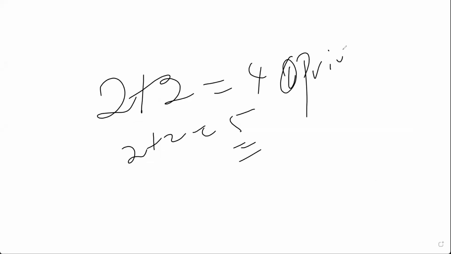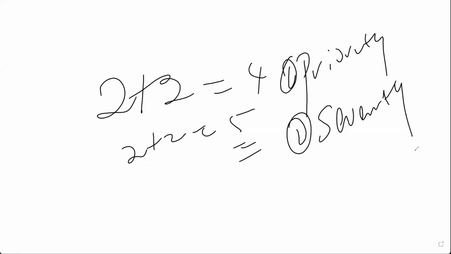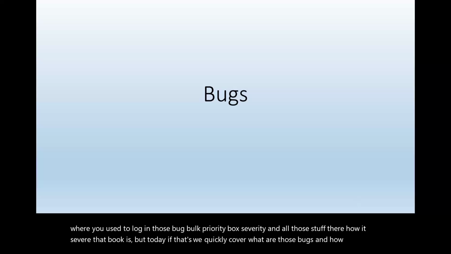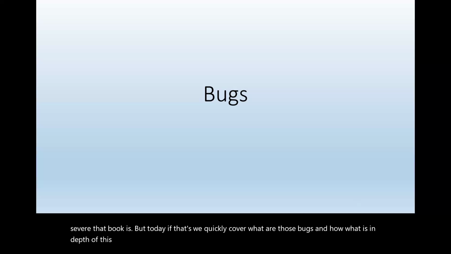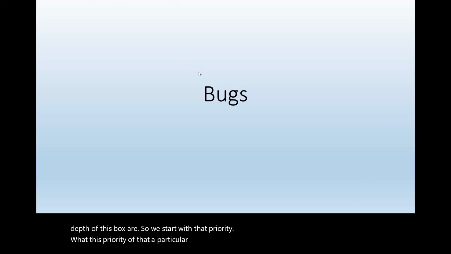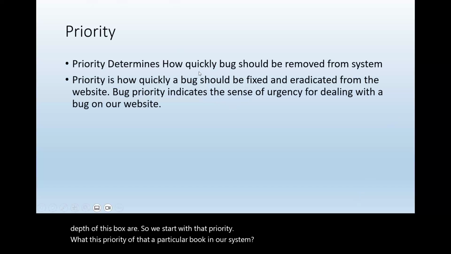So we'll talk about priority and the severity of the bug, and time permitting, maybe next week, Jira. This is a tool you use to log bug priority, bug severity, and how severe that bug is. But today, if time permits, we quickly cover what those bugs are and their depth. So we start with priority. What is the priority of a particular bug in our system? You can say priority determines how quickly bugs should be removed from the system.